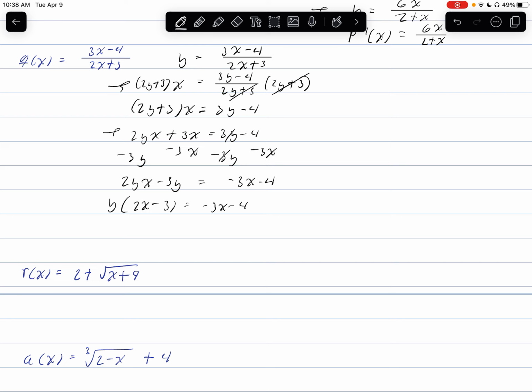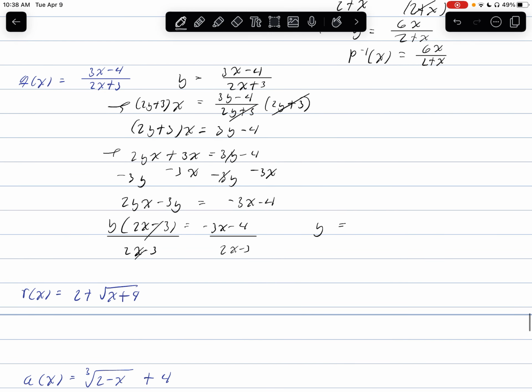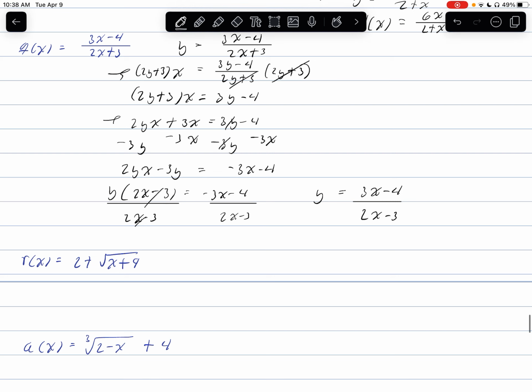Okay. So then we can go ahead and divide both sides by 2x minus 3. And we get that y is equal to 3x minus 4 over 2x minus 3. Or we can rewrite this as q inverse of x is equal to 3x minus 4 over 2x minus 3.